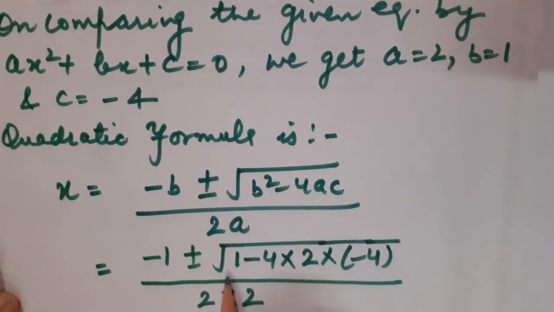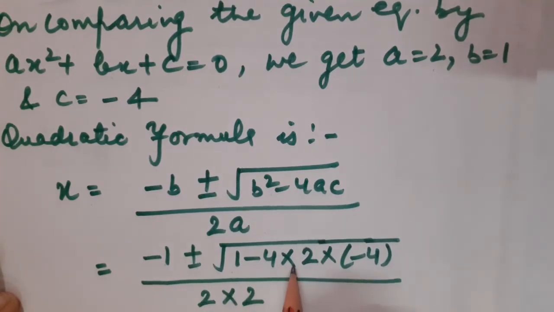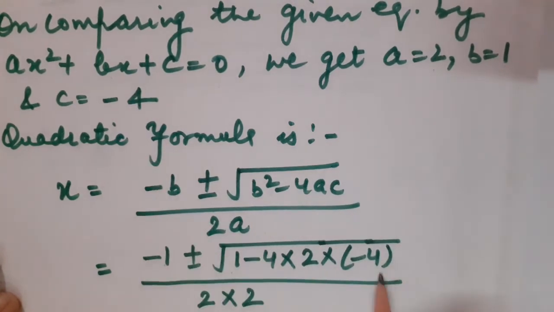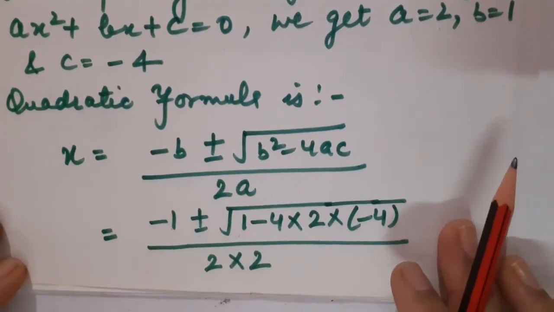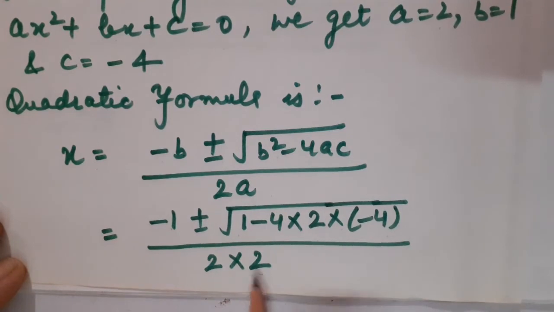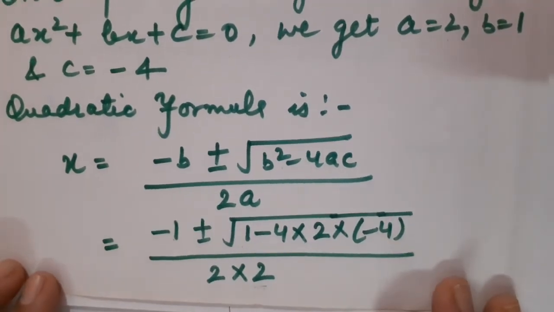Means 1 square, it would be 1 only. Minus 4 into what is a? A is 2. Into what is c? C is minus 4. Upon 2 into a. What is a? A is 2. Correct, children? Now after putting the values in this very formula, what you have to do?